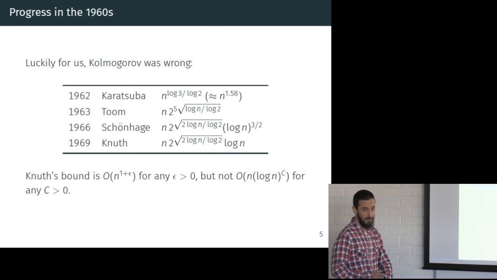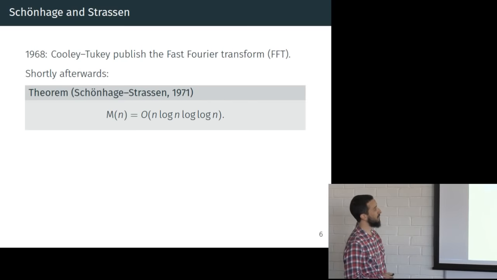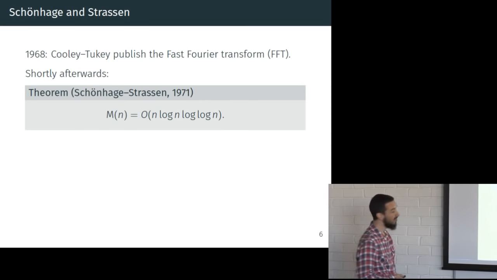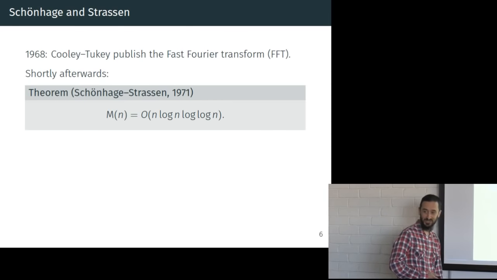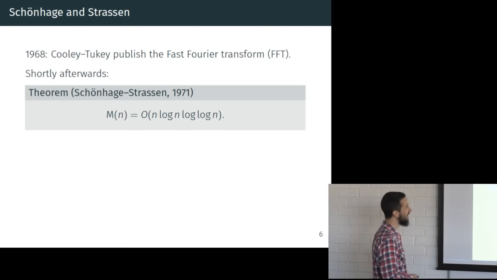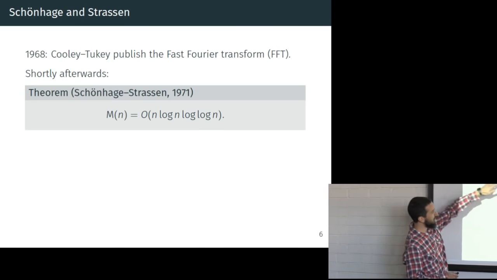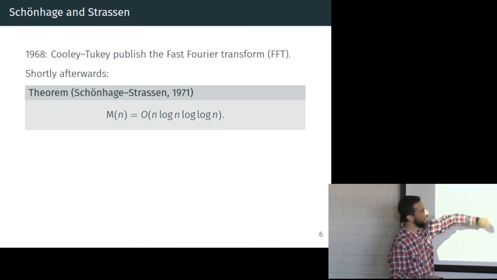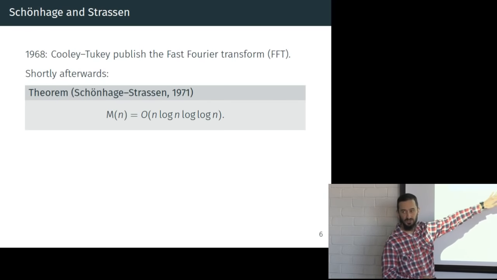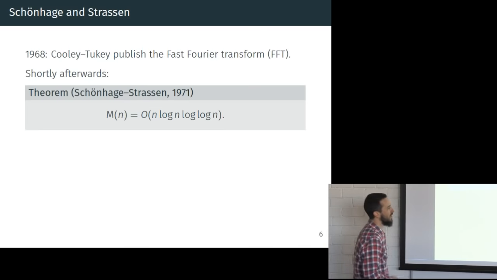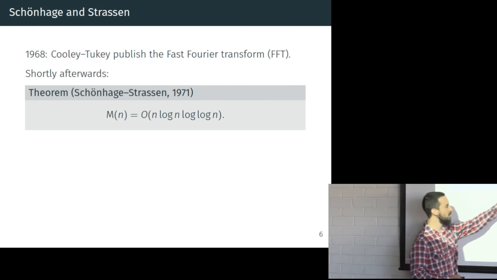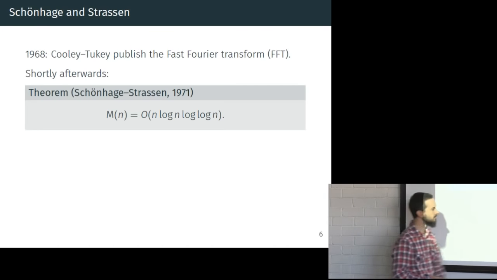Okay, so a big breakthrough happened at the end of the 60s. The fast Fourier transform was published, although it was actually known to Gauss in the early 1800s, but wasn't written down. Then very shortly after this, Schönhage and Strassen pointed out you can multiply integers using the fast Fourier transform. And they gave this famous bound n log n times log log n.